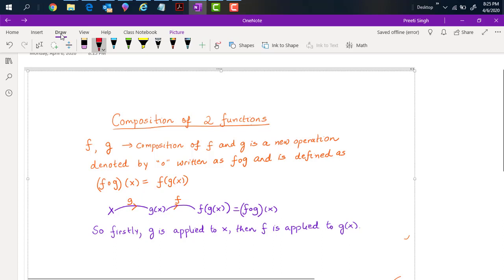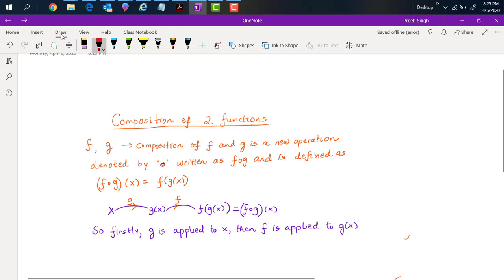Given two functions f and g, composition of f and g is a new operation denoted by this little circle, O. This is O, it's not a dot. So usually if I write f dot g, that means it is multiplication. I'm multiplying the two functions. And if you remember, f dot g of x is just simply multiplying the two given functions f of x and g of x.